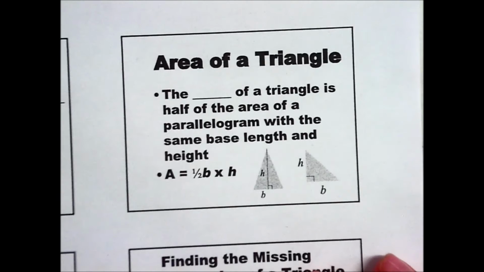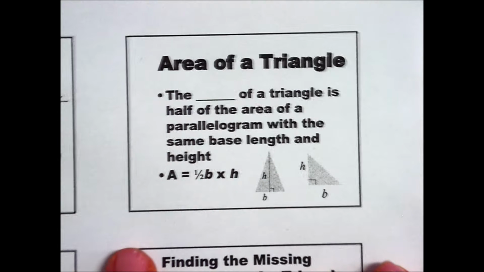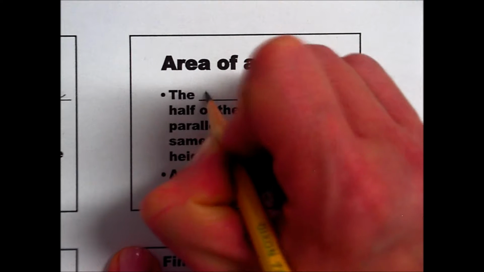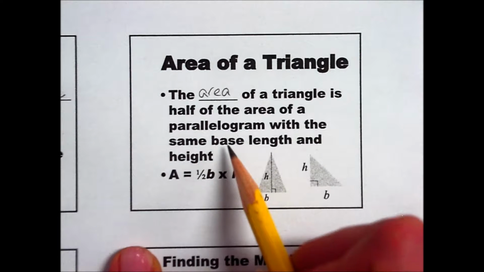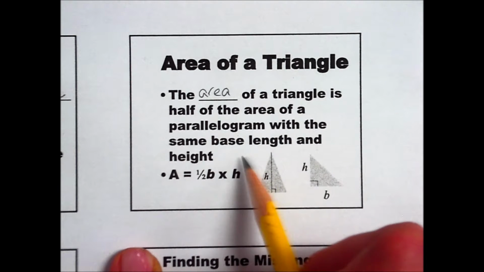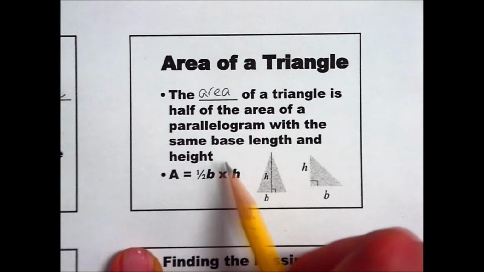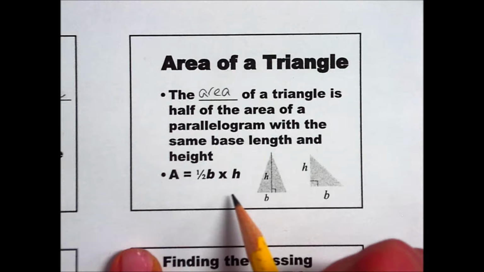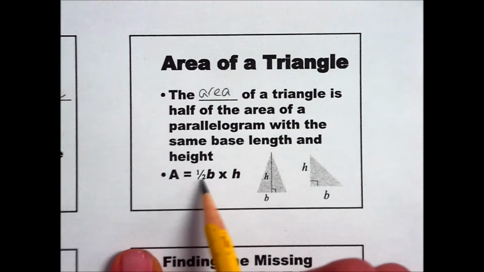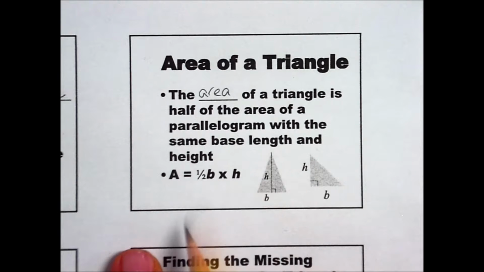So when we find area of a triangle, we need to know that the area of the triangle is half of the area of a parallelogram with the same base length and the same height. Just like last week when we looked at the triangle being half the size of the rectangle. So our formula is area equals 1/2 of the base times the height.